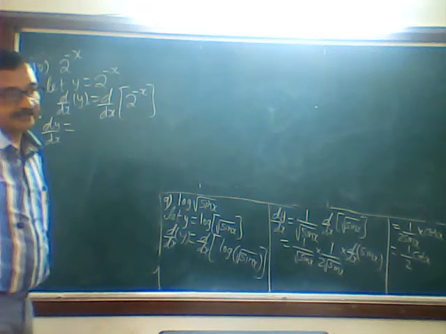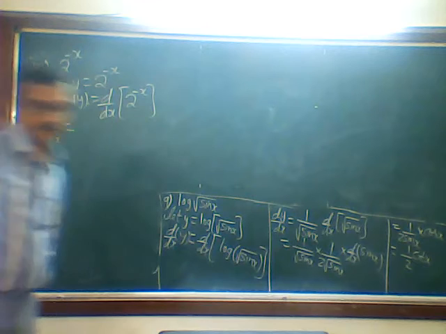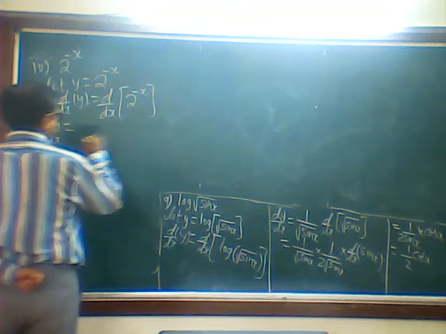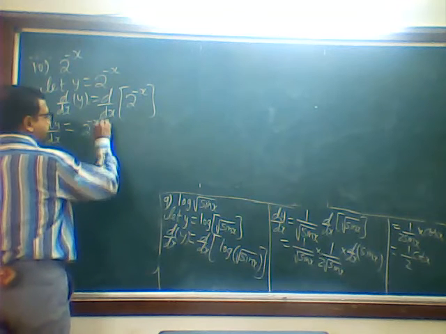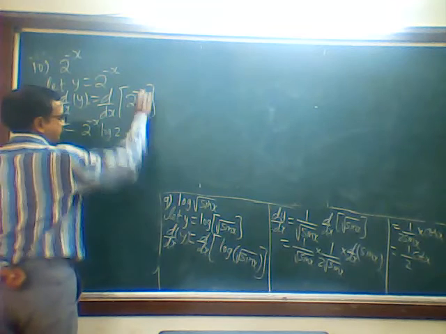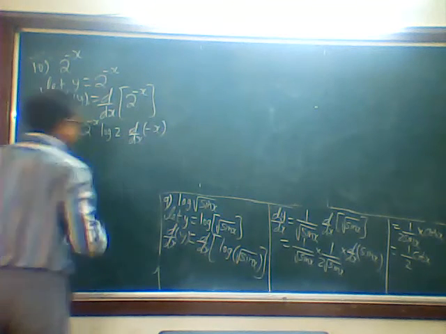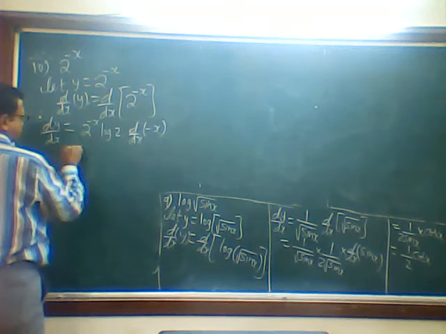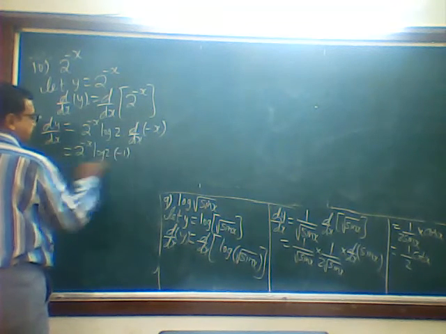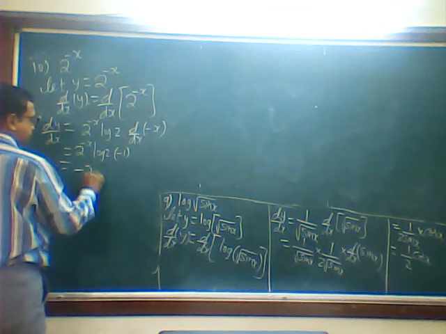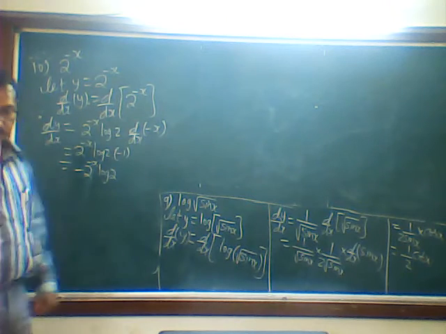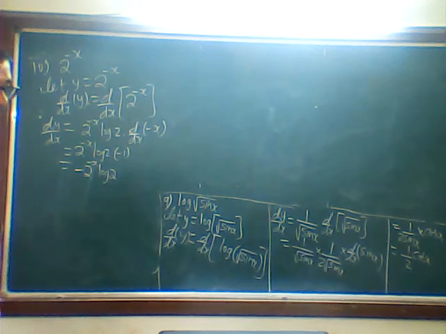What do you write? d by dx of a raised to x is a raised to x into log a. Same way here, 2 raised to minus x into log 2 into d by dx of minus x. So 2 raised to minus x log 2, and d by dx of minus x is minus 1. It will become minus 2 raised to minus x log 2.